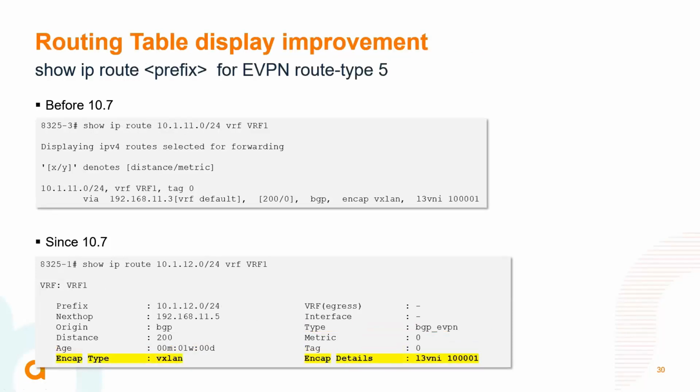For V6, it's exactly the same. Here, just a matter of explaining details for EVPN route type. You still see the same level of information, but cleanly displayed. Here, the encapsulation type, when you want to reach a subnet that is behind a remote VTEP, is VXLAN, and you have as well the encapsulation detail, which is the layer 3 VNI. So the same as before, but displayed in a better form.